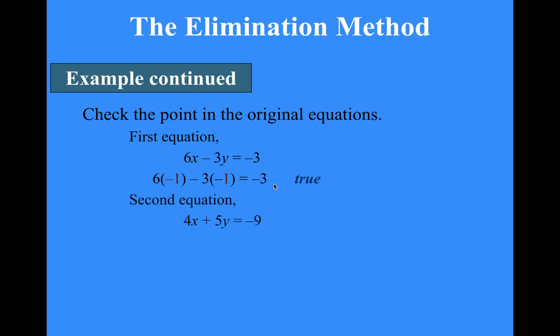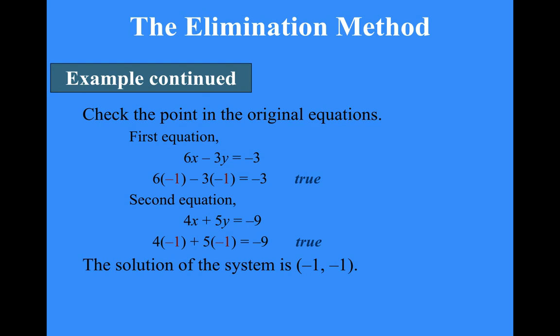Second equation, 4x plus 5y equals negative 9. 4 times negative 1 is negative 4. 5 times negative 1 is negative 5. Negative 4 plus negative 5 gives me negative 9. This is true as well. So my solution ends up actually being negative 1, negative 1.